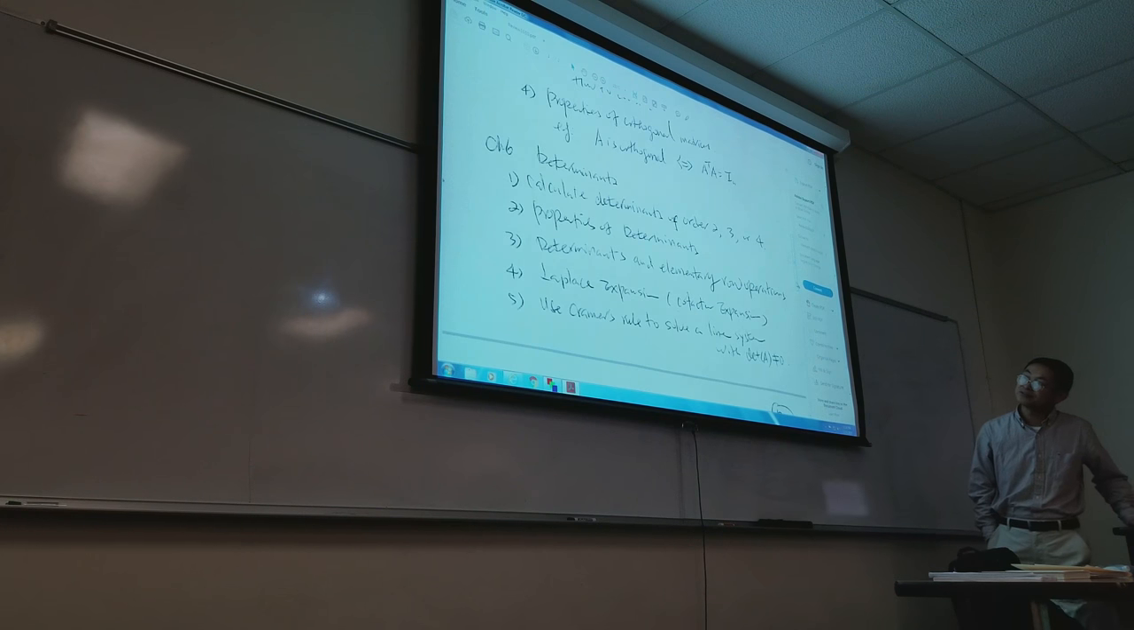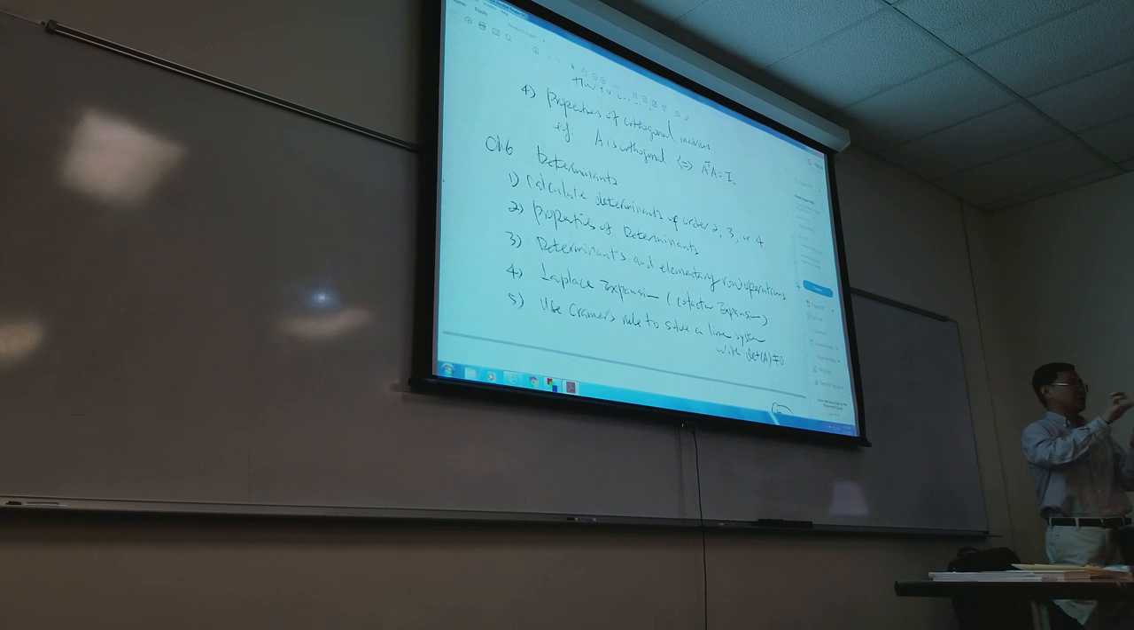The third one is about determinants and elementary row operations. You could use Gauss elimination to reduce the matrix A to the reduced row echelon form. When you perform the elementary row operations, what's the relationship between the determinant of the original matrix A and the determinant of the reduced one, like the reduced row echelon form? I think I asked you in the last quiz, so you should know this relationship.